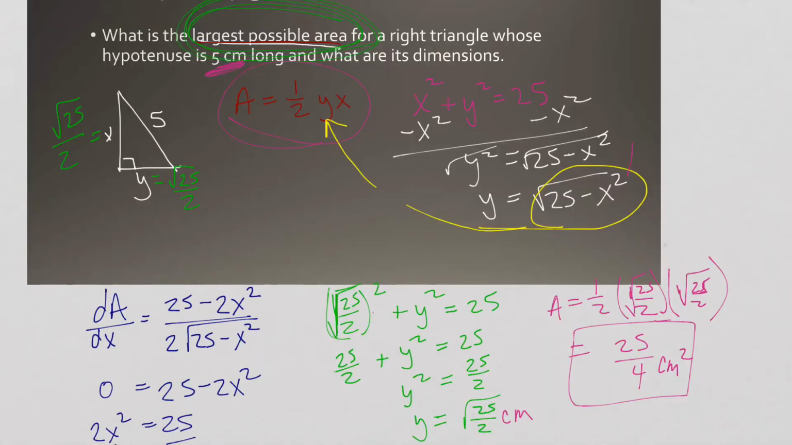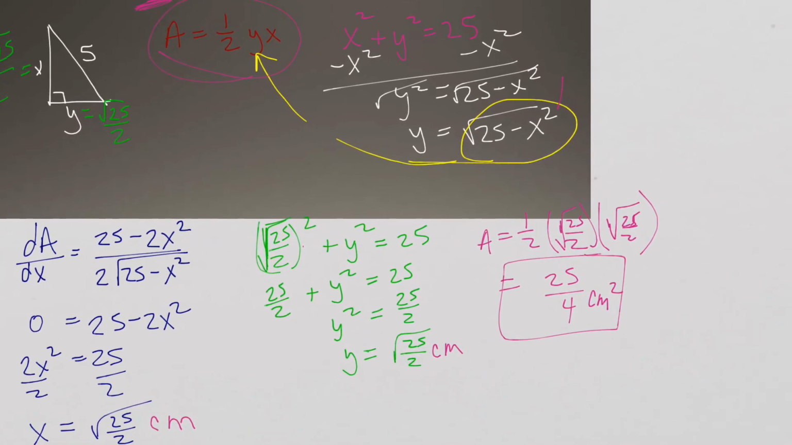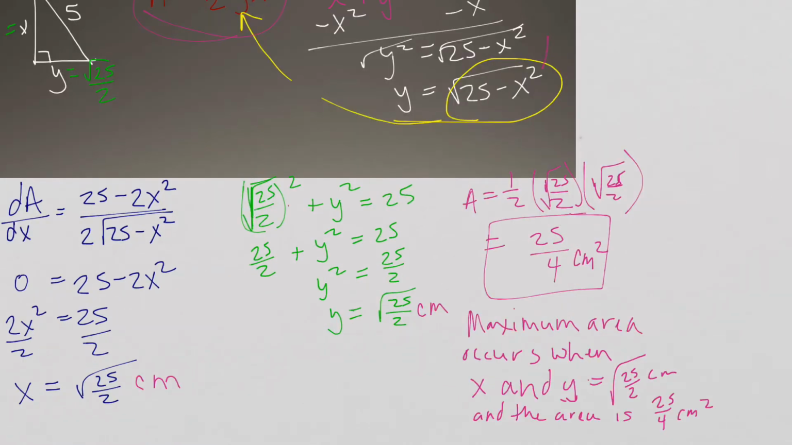What are its dimensions? Now if we're talking in terms of an AP question, in order to answer the question we would have to say the maximum area occurs when x and y equal the square root of 25 over 2 centimeters and the area is 25 over 4 centimeters squared. Let's go on to the next example.